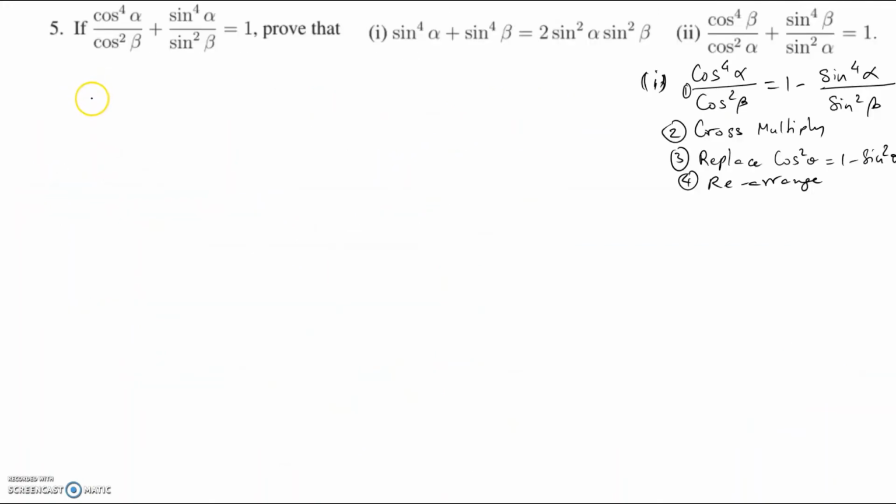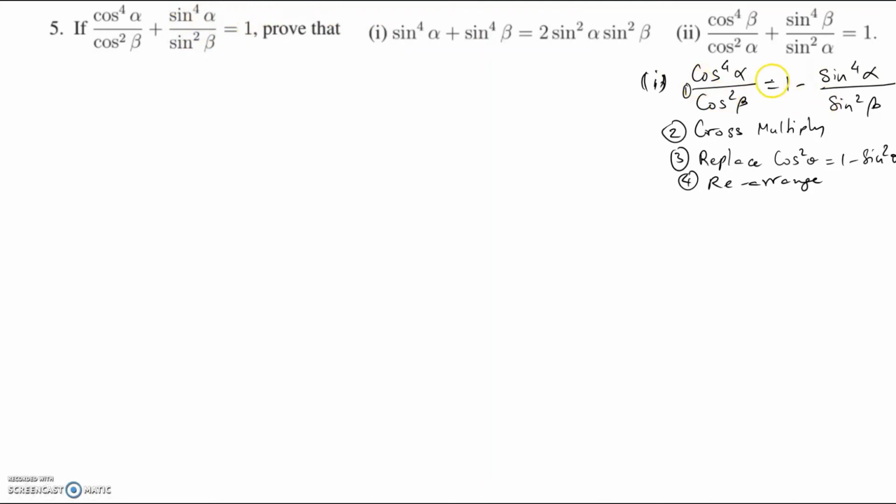Question number 5. If cos alpha divided by cos squared beta plus sin alpha by sin squared beta is equal to 1, prove that. We have two questions here. The first one is sin to the power 4 alpha plus sin to the power 4 beta is equal to 2 sin squared alpha sin squared beta. So let's solve the first question first. So the trick that we will follow for this is, let's first move this sign into the other side.